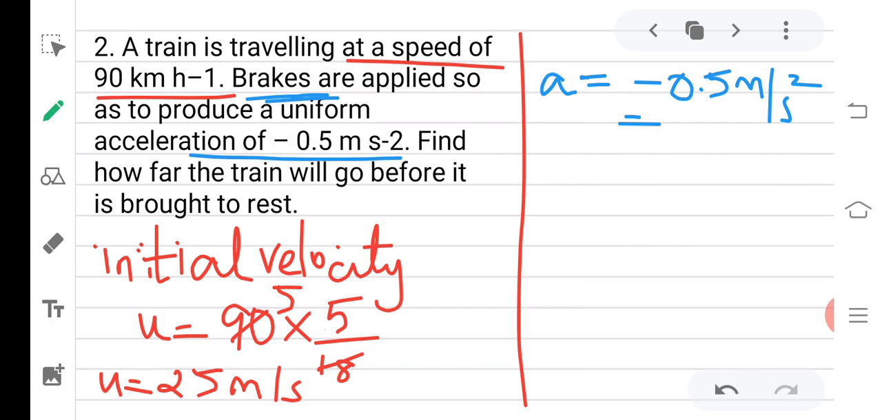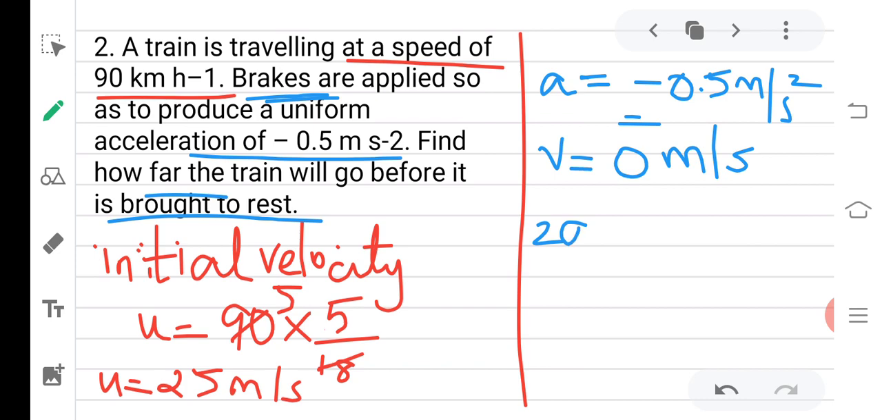Then how far will the train go before it is brought to rest? It means that the final velocity is 0. So you have to find the distance covered. Which equation will relate v, u, a and s? Yes, you are correct. You must use the third equation.